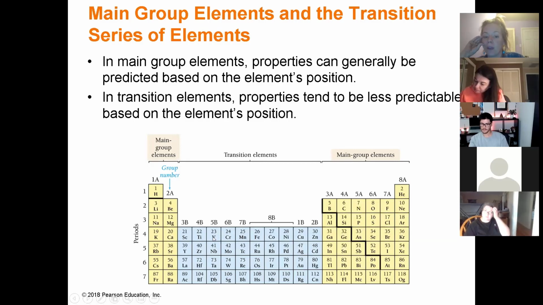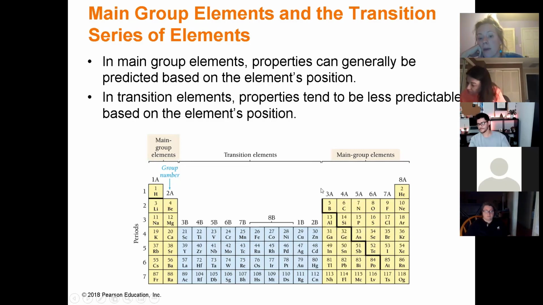Like, for instance, iron, sometimes he likes to give up 2 electrons. Sometimes he likes to give up 3 electrons. It really is kind of unique and dependent on the situation. Okay? The other groups, the main groups, are specific and consistent, and I'll tell you guys about those in a minute.